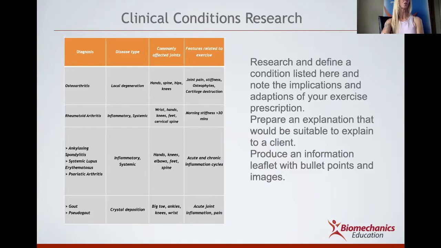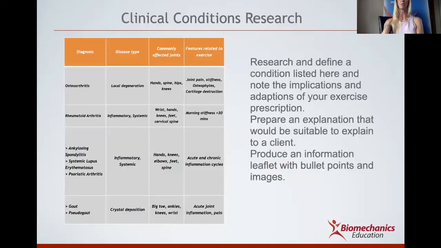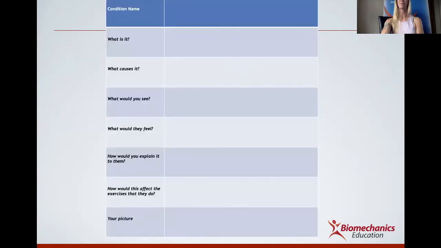So I'm just going to show you the second slide. Put the condition name down. You can print this off and use it as a template, or you can write it down in a notebook. What is it? What causes it? What might you see? What might the client feel? How would we explain it to them? How would it affect the exercises they do? And then the picture just means how might you draw a cartoon or a variation to describe what they're feeling. So you can go between this slide and this slide for that task, and I'll see you back here.